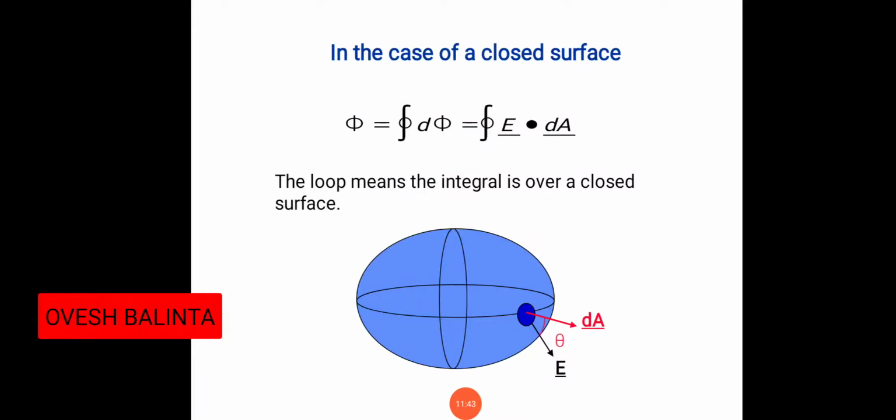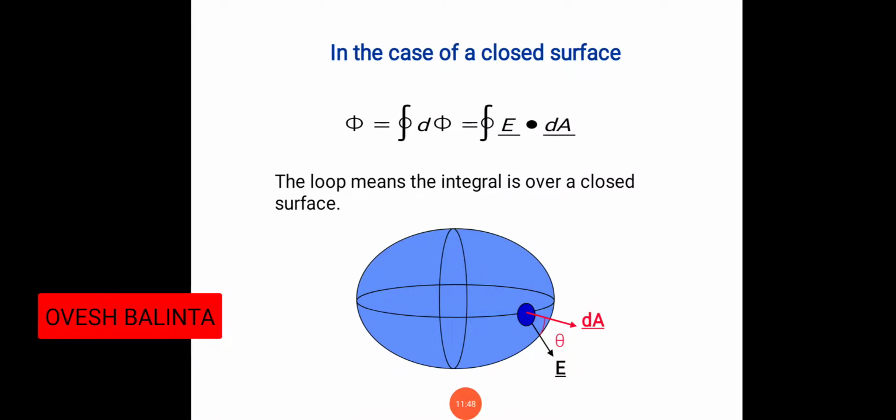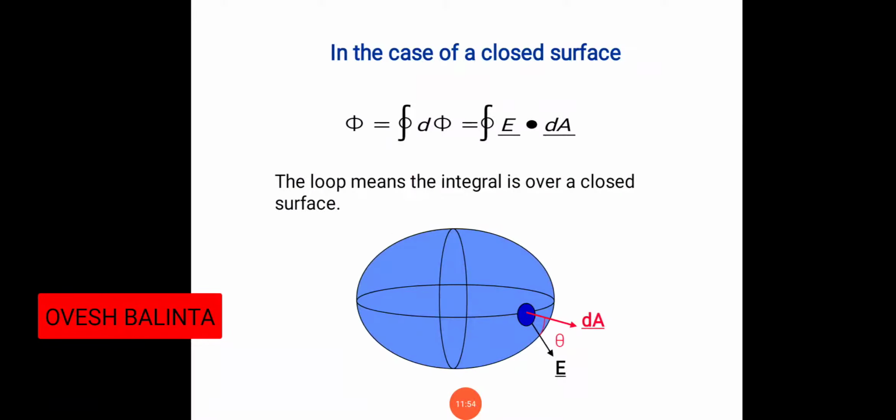So for a closed surface, it doesn't have any of the outside surface, so we are talking about a closed surface. Here the flux phi is equal to the integration over the closed surface of d phi, but for a closed surface d phi is equal to E into dA. But now what will be there for E into dA, it is a closed surface integration.